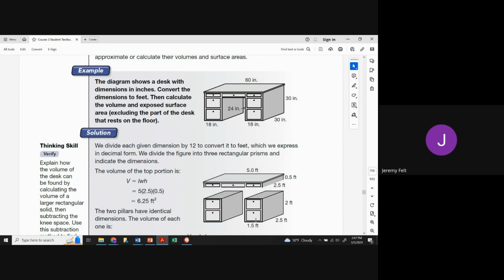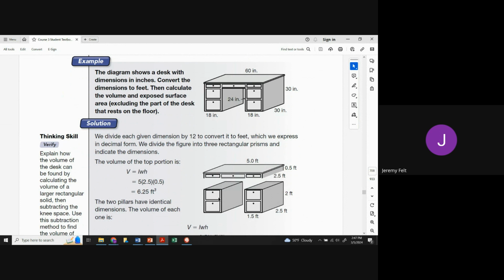So we have these 2 pillars, 1.5, 2.5, and 2. So let's multiply those 3 together, length times width times height, since it's a rectangular prism. And we get 7.5. Okay, and then these are congruent, so they're the exact same, so 7.5 times 2 is 15, so that's these lower sections down here. And then this one we have 5 times 0.5 times 2.5. And that's 6.25.